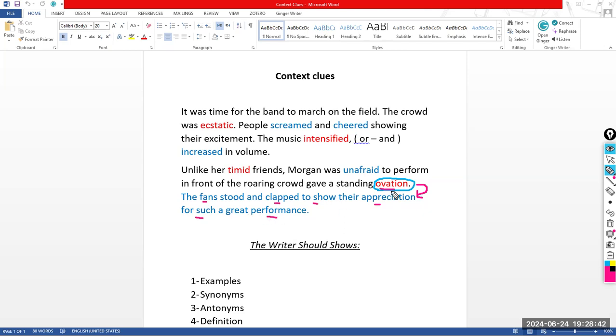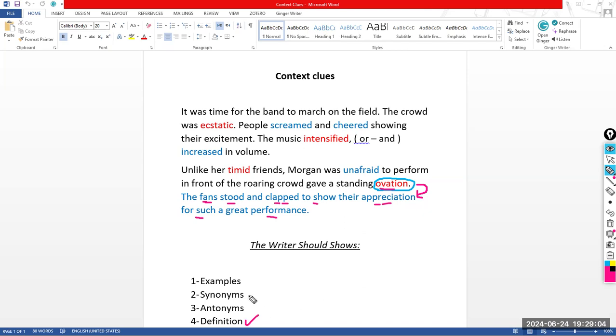Bravo. This is it. What does ovation mean? Ovation means when people stand and clap their hands to show their appreciation. They are extremely happy. So notice how the writer used what? A definition.